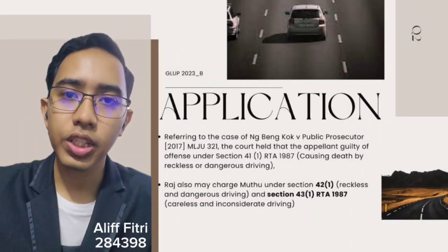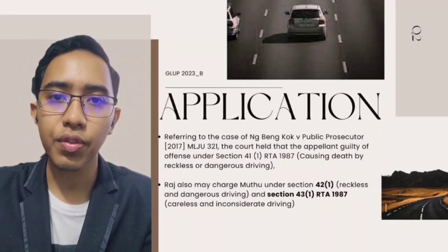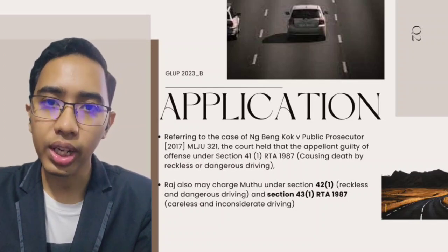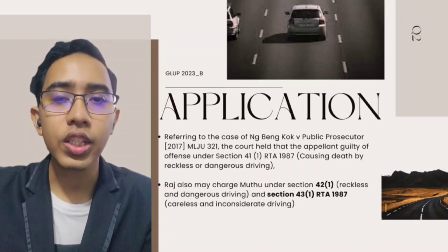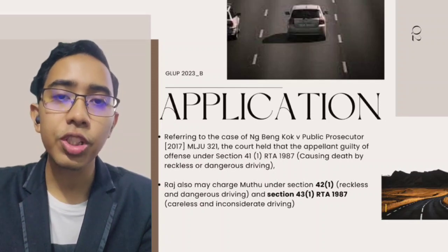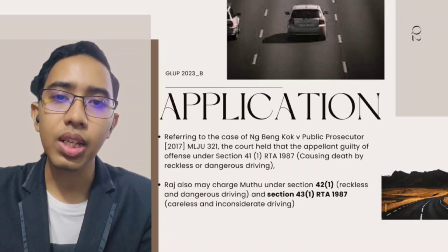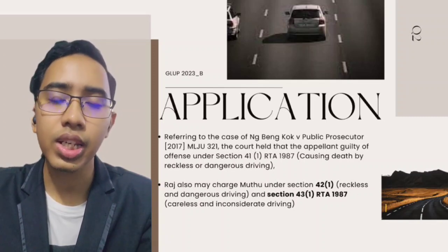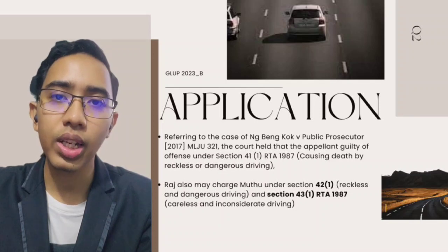So for our application for today's case, I'll be explaining that Muthu can be charged under three provisions of the Road Transport Act 1987. The first one is Section 41(1), which is about causing death by reckless and dangerous driving. Section 42(1), dangerous driving and reckless driving, and Section 43(1), which is careless and inconsiderate driving. So basically, Muthu can be convicted under these three provisions the moment he sped up his lorry and caused the accident. Raj has the right to charge Muthu under these three provisions.